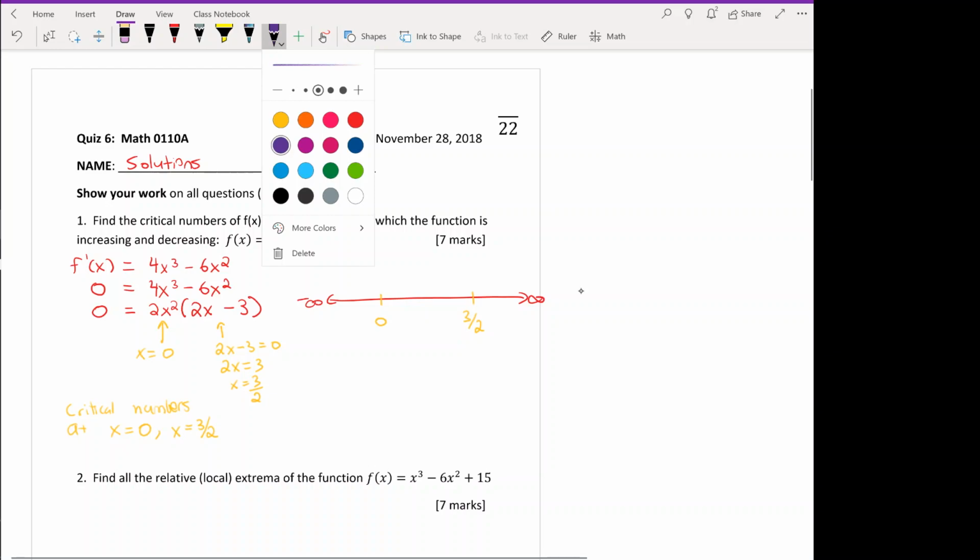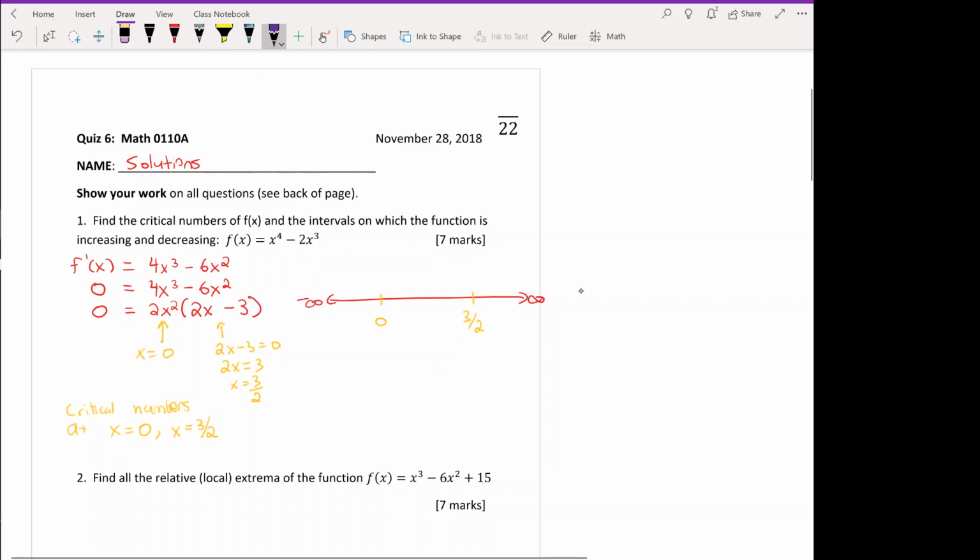Then we want to test, is the derivative positive or negative in each of the three regions that the number line has been subdivided up into. In order to test that, the simplest way is to find any number that's inside each of the three regions. So the first region goes from negative infinity to 0. You can pick any number in there. I'm going to pick negative 1.